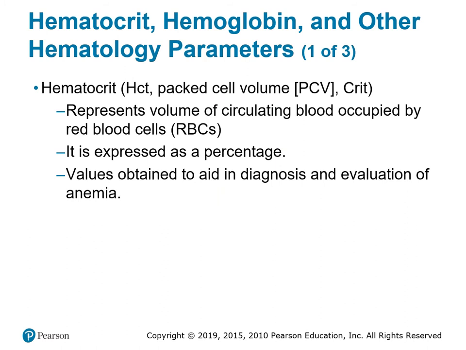All right, hematocrit, hemoglobin, and other hematology parameters. Hematocrit, HCT, packed cell volume, represents the volume of circulating blood occupied by red blood cells, expressed as a percentage. Values obtained aid in diagnosis and evaluation of anemia.